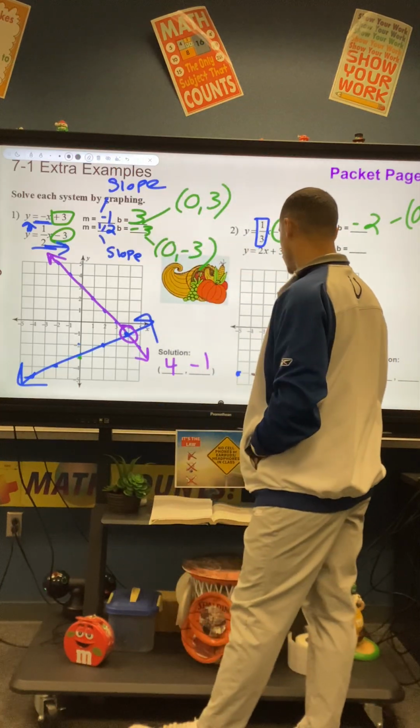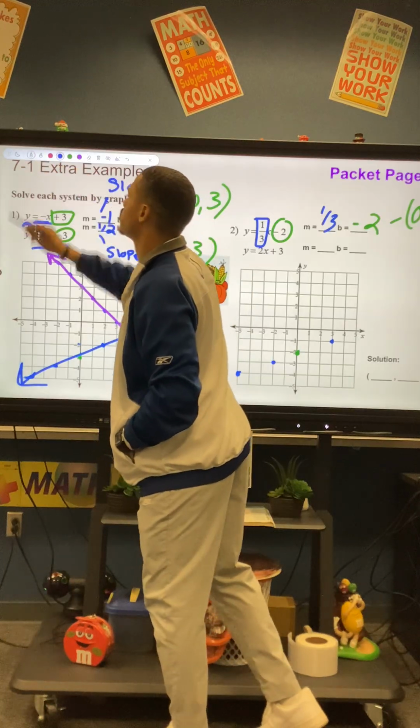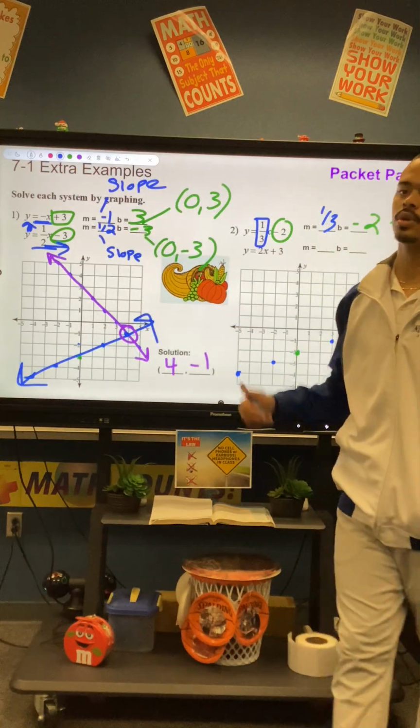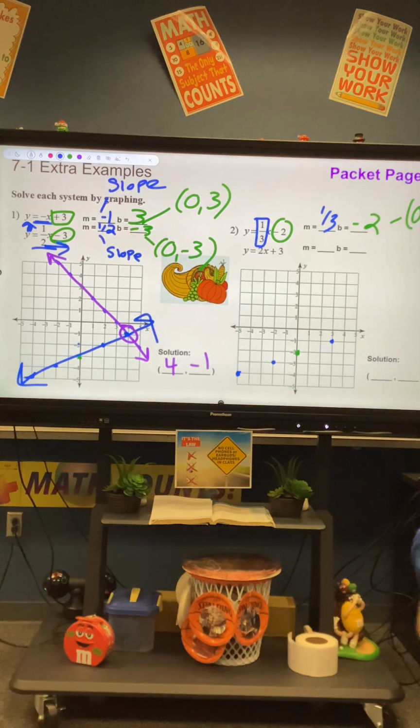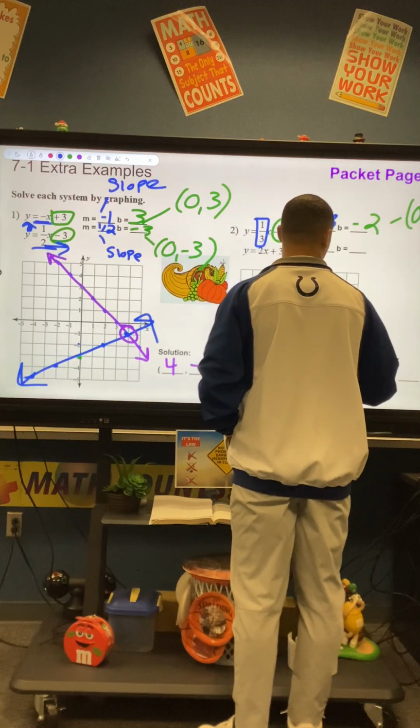Oh, that's okay. Don't worry about that. I think y'all's paper is a little different. It's okay. That's why we're doing it up here. I have my points, graph my line.